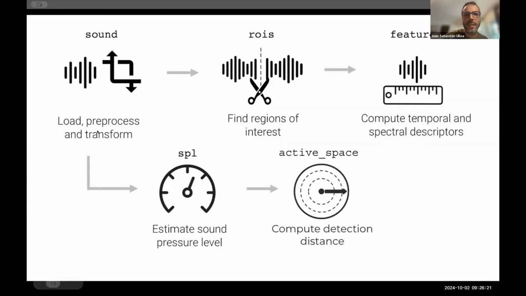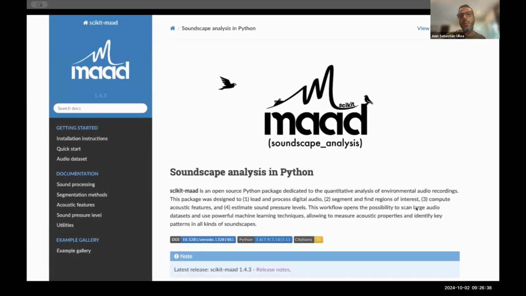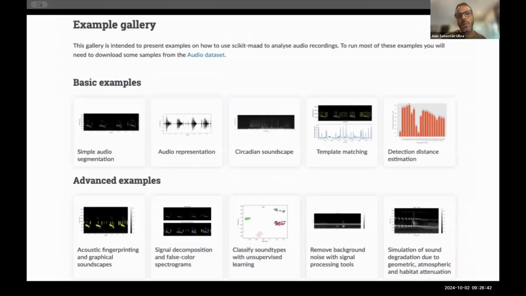And of course, since these are modules, you can use them sequentially. So you load your sound, you segment your data, you compute features. This is one of the workflows. Or you can load your sound, estimate the sound pressure level, and then compute the detection distance. We have everything in an online documentation that includes basic and advanced examples to help people understand all the functionalities that the package has.